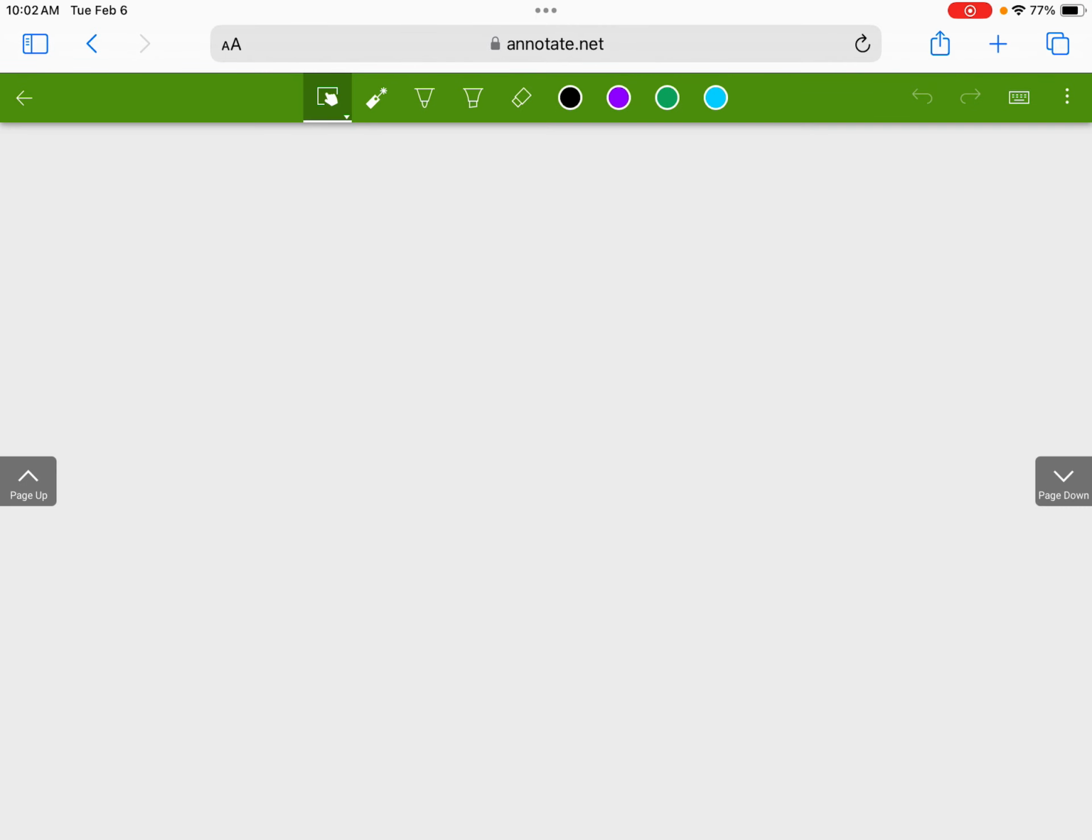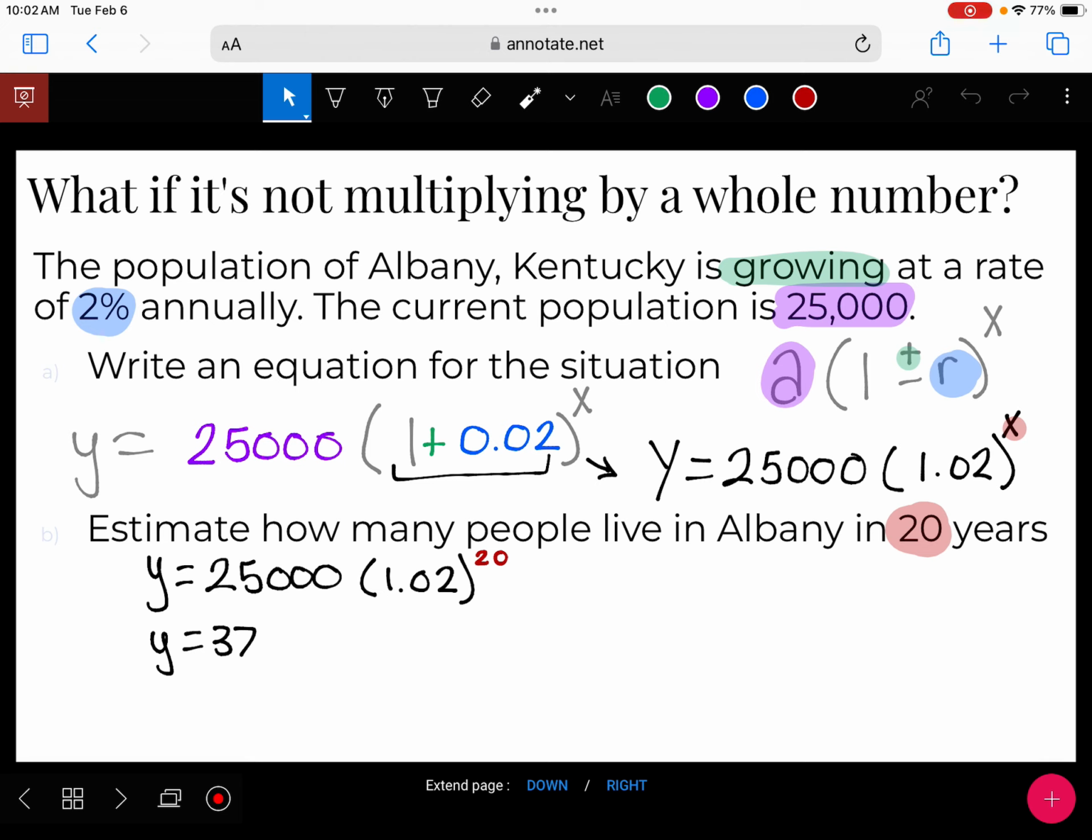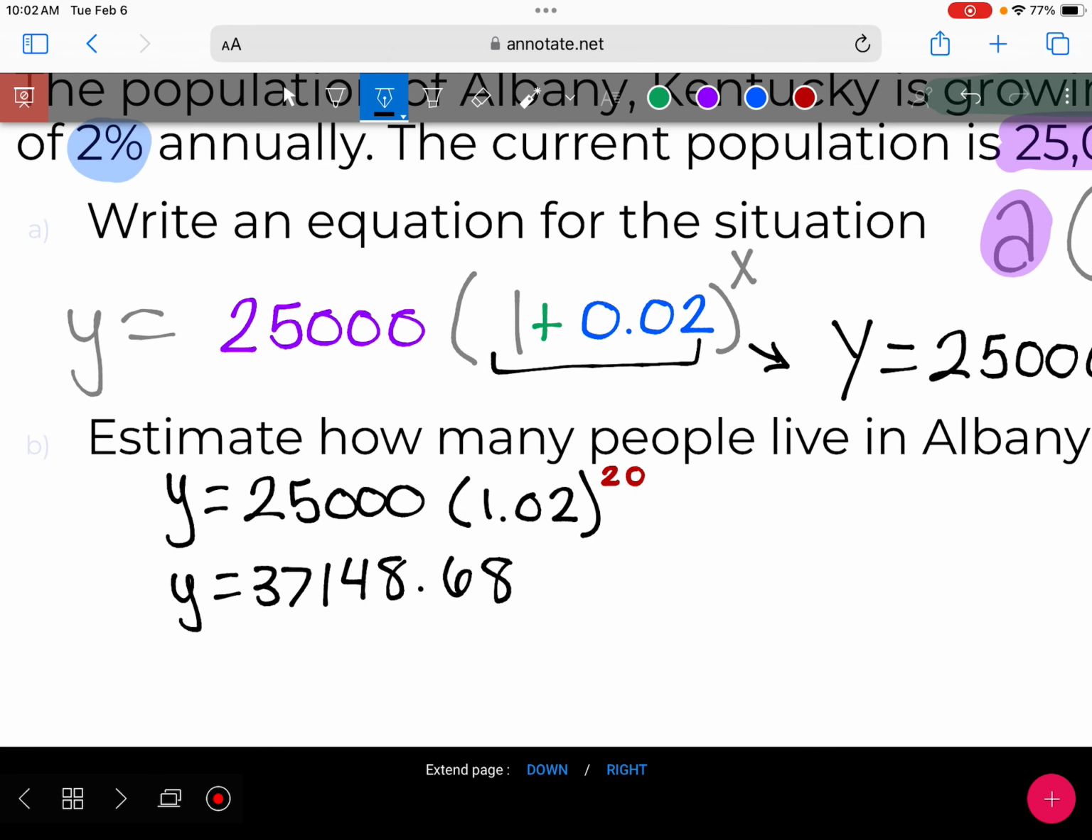37,148.68. What is this about? 37,148.6 what? People. Can we have 0.6 people? No. I'm pretty sure if you start tossing random limbs into the center of town, it will affect your population. Don't give me part of a person. Round to the nearest whole creature when it's something living. We're going to behave like humans.